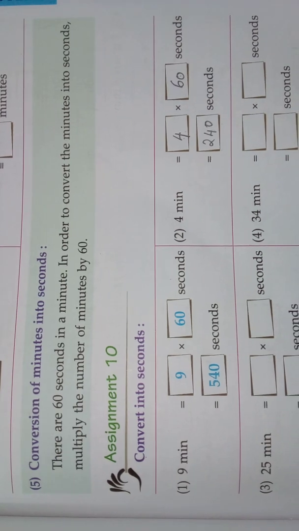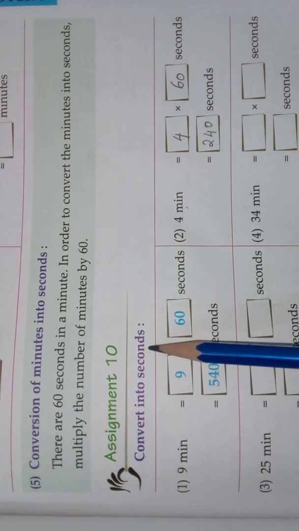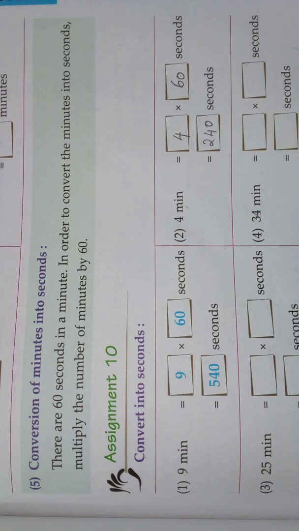Understood children? In this way you should know what to convert to what. Look here. We are going to convert minutes into seconds. So, in 1 minute, how many seconds are there? That you should know first. In 1 minute, 60 seconds are there. So, in 4 minutes, 4 into 60. That's all. Understood? Keep in mind what you are converting from what, and find out that.